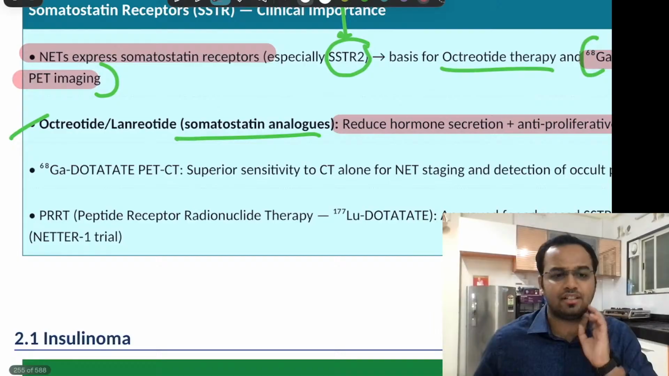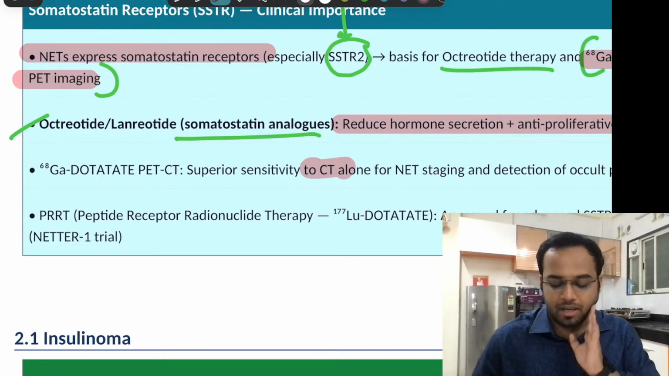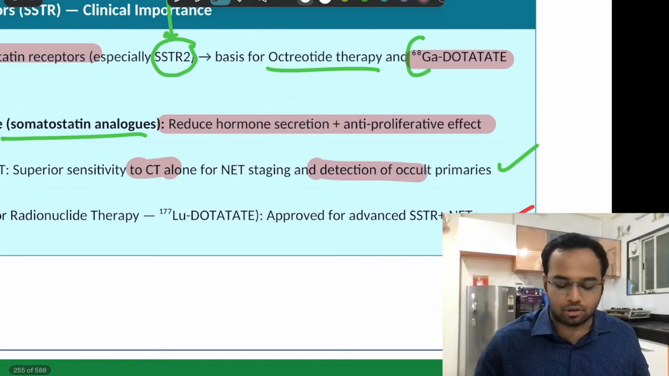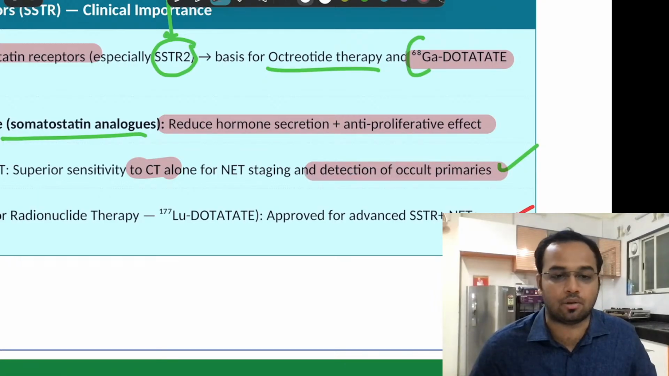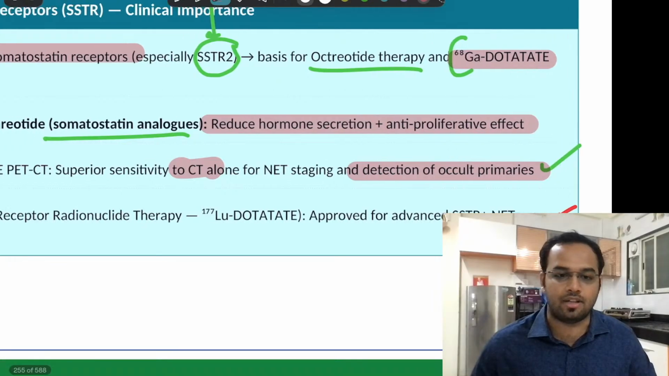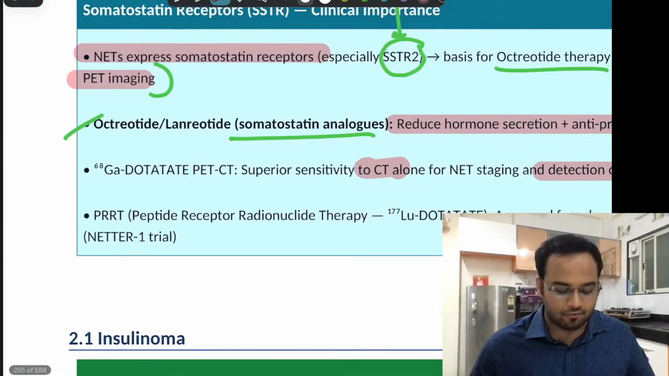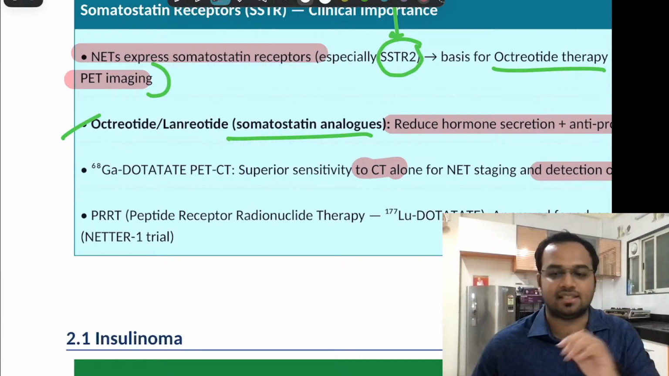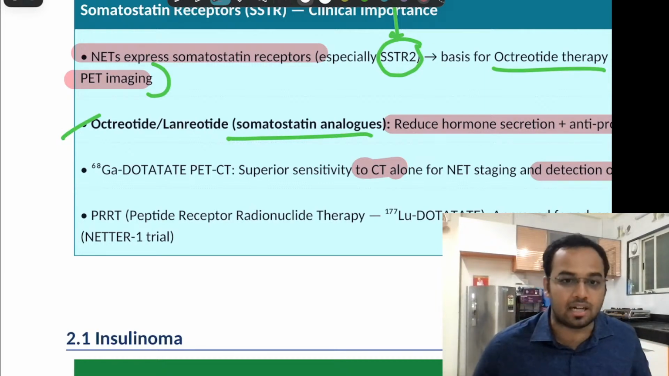Gallium dotatate scan is always superior to CT alone because it is going to detect the occult metastasis. Like we saw in thyroid, the CT scan or PET scan did not have much importance; the only importance in thyroid was the radioiodine scan. Here, the importance is that the gallium dotatate scan is superior because these SSTR receptors are going to take up the gallium dotatate reagent.